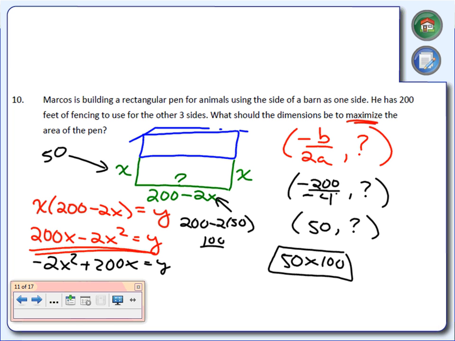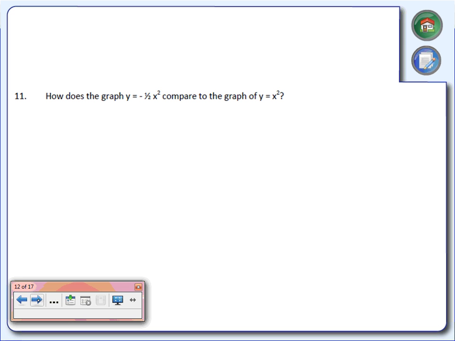5,000 would be the area of this particular pen, and I got that multiplying 50 times 100. All right, that's number 10. Let's go to number 11.